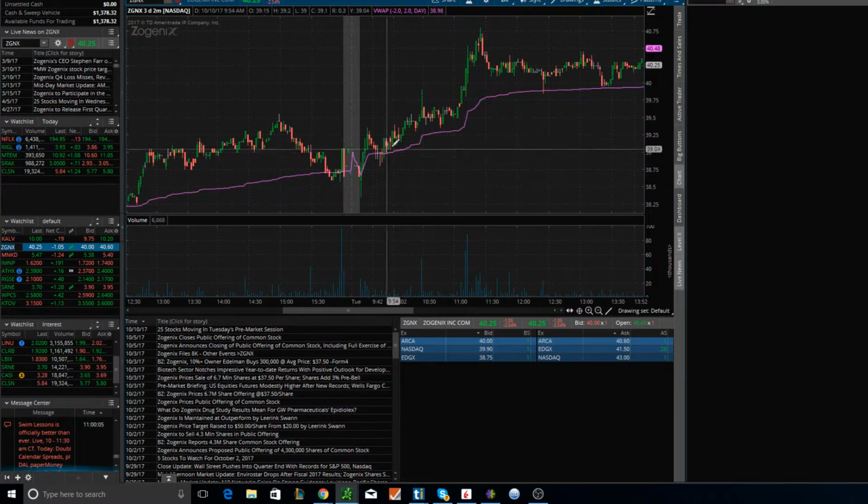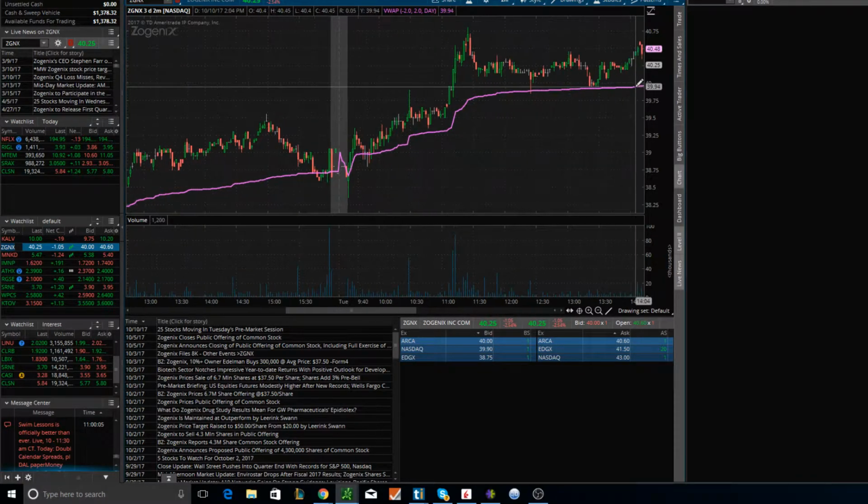So you have a morning push up to here, and then you get a pullback right there. Once you see it hit the VWAP and bounce up, hit the VWAP and bounce up, this is a very good sign. I use VWAP as a strong indicator that the stock is still bullish. Normally I buy if it breaks its first resistance, which is around here.